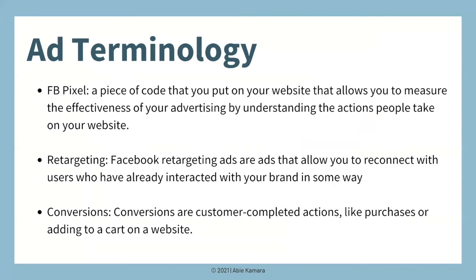Okay, so I touched on the Facebook pixel a little bit. So this is Facebook's official definition for this terminology, the Facebook pixel. It's a piece of code that you put on your website that allows you to measure the effectiveness of your advertising by understanding the actions people take on your website. So you can use the pixel to make sure your ads are shown to the right people. So pretty much that's Facebook's definition.